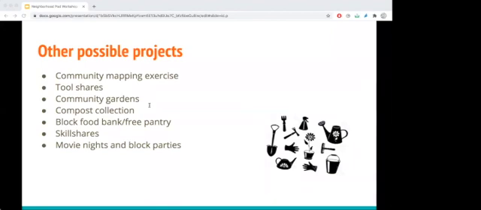Next is a block food bank or free pantry. This one is really cool because it involves communication between neighbors about pooling resources, maybe like bulk buying certain things. Maybe one person has a Costco membership and everybody chips in to get bulk flour or something. So not one person has this giant bag of flour sitting in their cabinet for who knows how long, and everybody's actually using it.